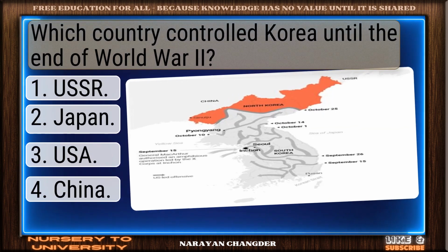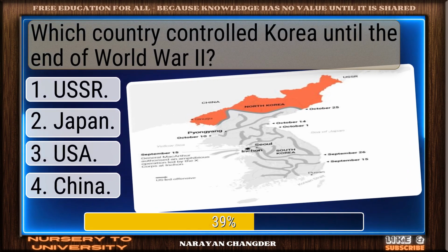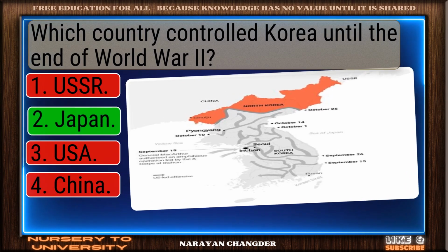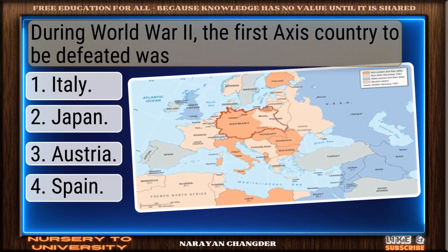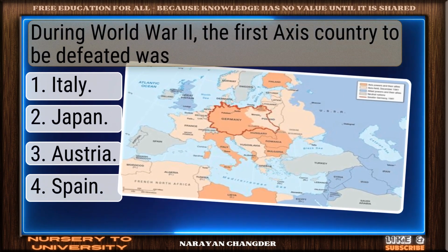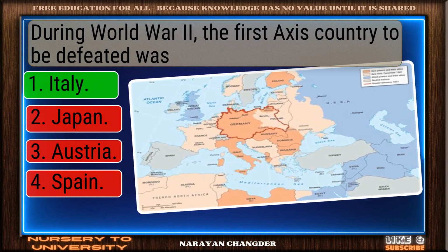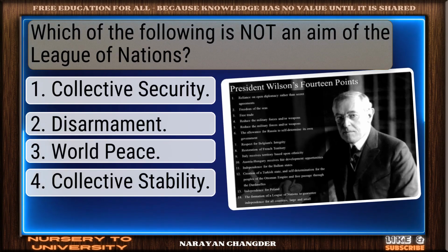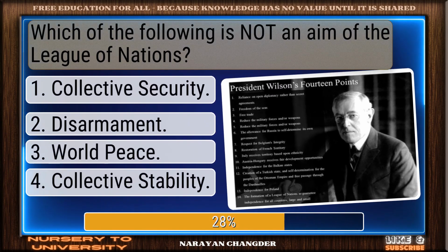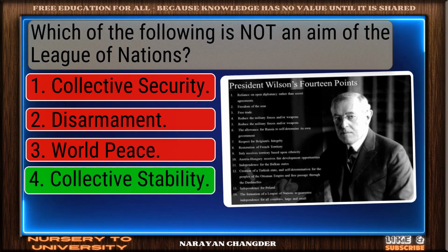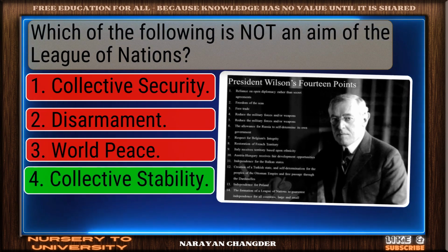Which country controlled Korea until the end of World War? Excellent. Japan is well reasoned. During World War I, the first Axis country to be defeated was. Good job. Italy works well. Which of the following is not an aim of the League of Nations? Well done. Collective stability is right.